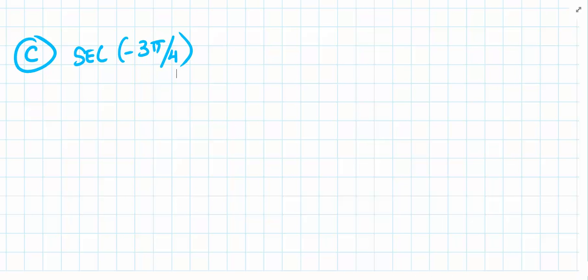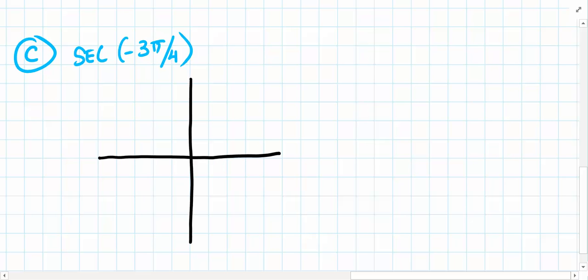Okay, here we go. Example C. The secant of negative 3 pi over 4. Let's draw, how do we draw negative 3 pi over 4? What is that? That's a great question. It's an angle. How do we draw an angle?